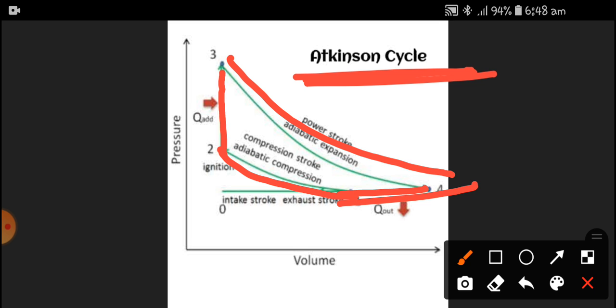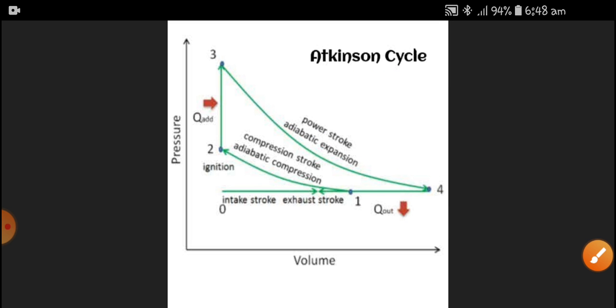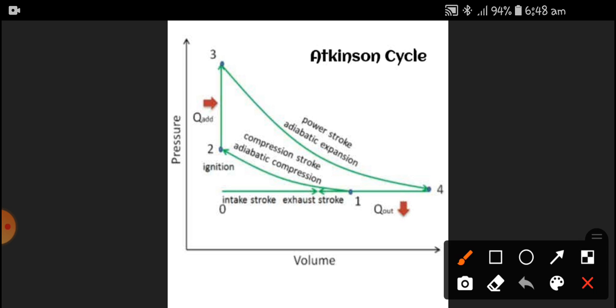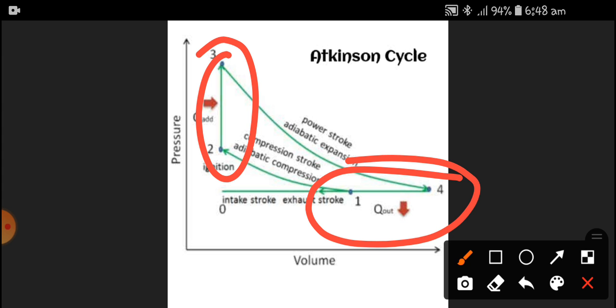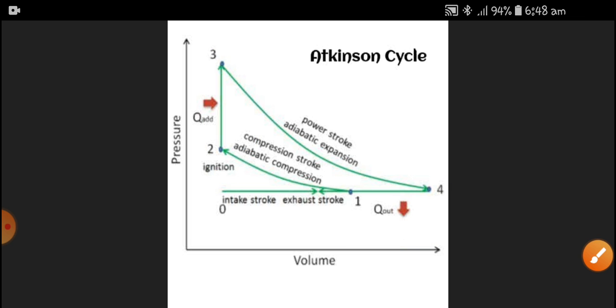So it is a constant volume cycle. The heat is added at constant volume, heat rejection takes place at constant pressure, where adiabatic compression happens as well as adiabatic power expansion. So this you have to remember. Atkinson cycle means heat is added at constant volume and rejected at constant pressure. So this you have to remember.